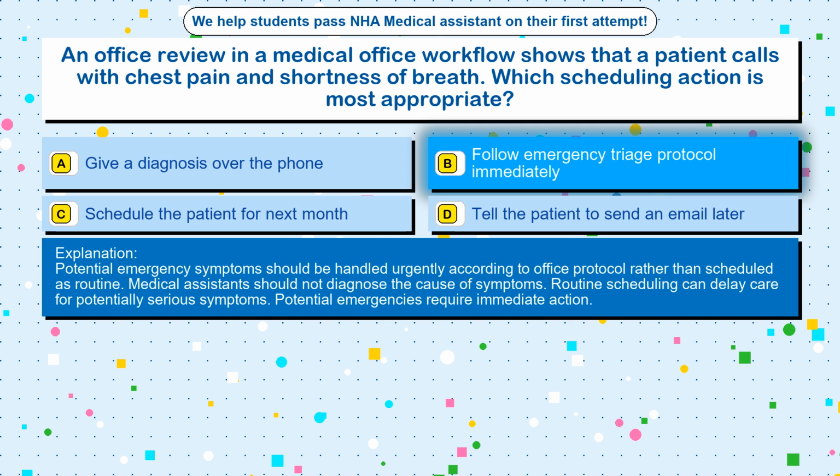Potential emergency symptoms should be handled urgently according to office protocol rather than scheduled as routine. Medical assistants should not diagnose the cause of symptoms. Routine scheduling can delay care for potentially serious symptoms. Potential emergencies require immediate action.